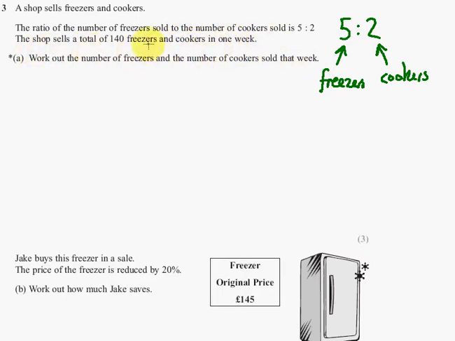So the shop sells a total of 140. Now you don't know how many freezers and how many cookers, that's what you've got to work out. It says work out number of freezers and number of cookers sold that week, okay? So if the ratio is 5 to 2, there are 7 equal parts. So we want to find 1 part. So if I divide this by 7, that will give me 1 part. So 1 part is 20 items.